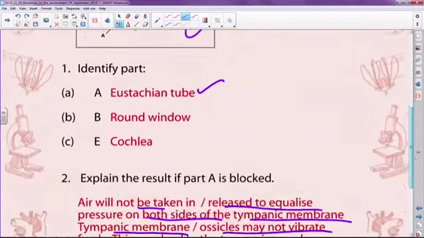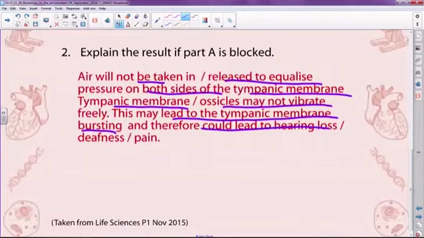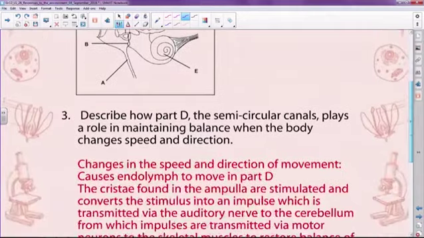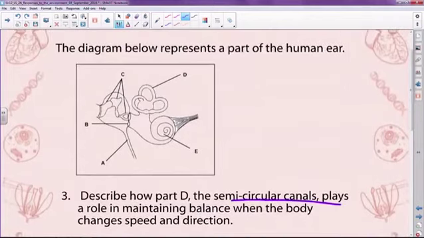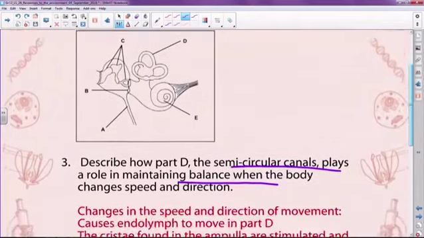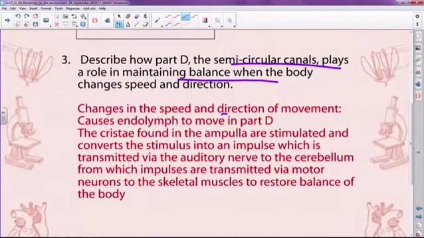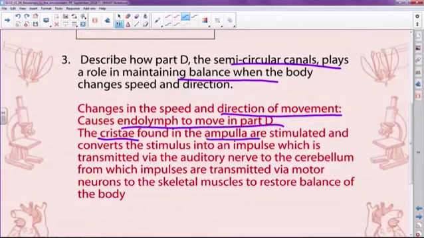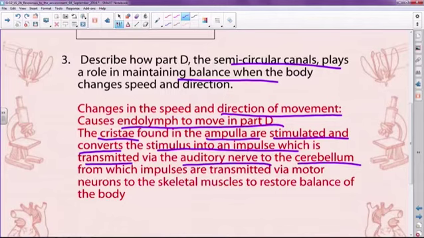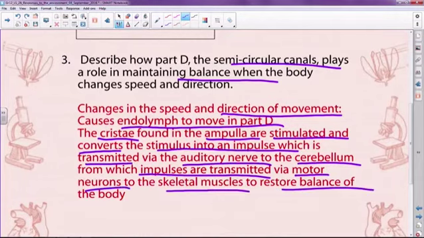And then the last question was, describe how part D, the semicircular canal, plays a role in maintaining balance when the body changes speed and direction. Remember the three semicircular canals, and changing speed and direction of movement causes the endolymph to move in part D. The cristae, which are little hair-like structures found in the ampulla, are stimulated and convert the stimuli into impulses, which are transmitted via the auditory nerve to the cerebellum, from which impulses are transmitted via a motor neuron to the skeletal muscles to restore balance in the body.